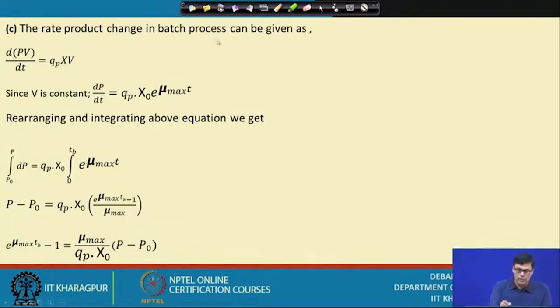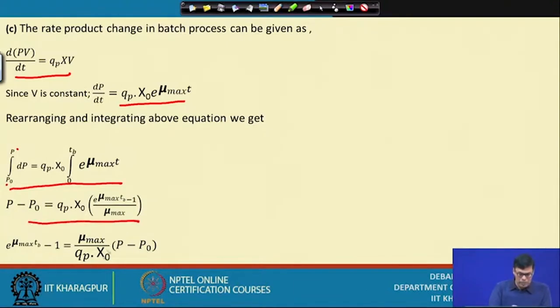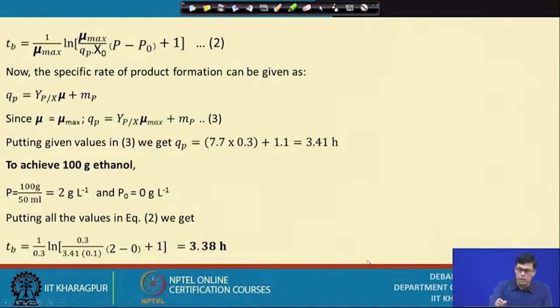Now, the rate of product formation can be written as d(PV) by dt equal to Qp into x into V. V is constant, so dP by dt we can write as this, into V. V will cancel, am I right? Then rearranging this equation, and integrating dP from P 0 to P, this will be the final equation, and we will get TB in this form.